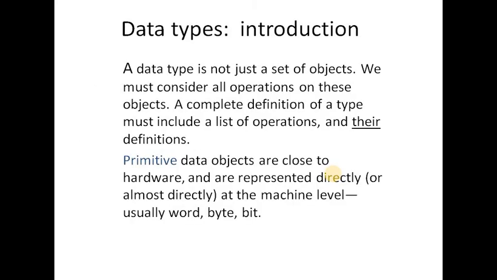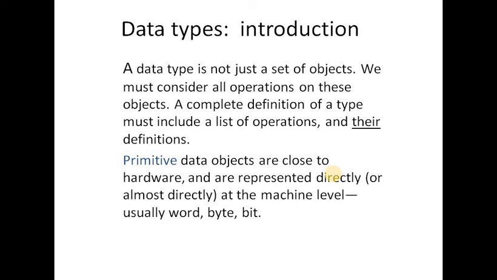Data type introduction. A data type is basically not just a set of objects. We can say it is a consideration of all operations on particular objects. A complete definition of a type must include a list of operations and their definitions. A simple data type can store only one value at a time.